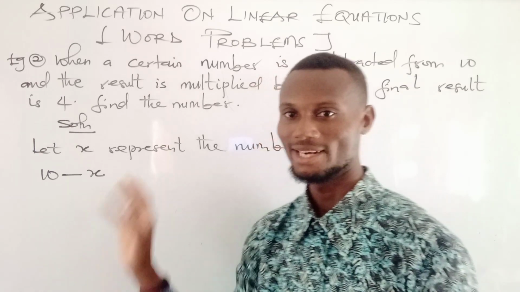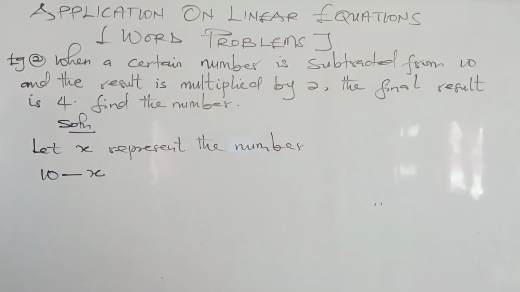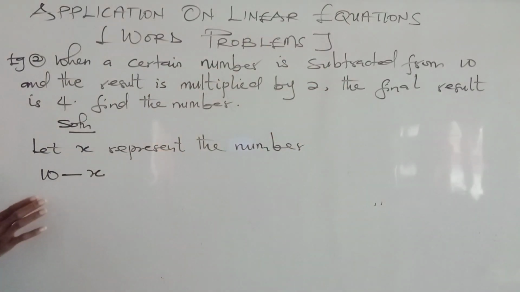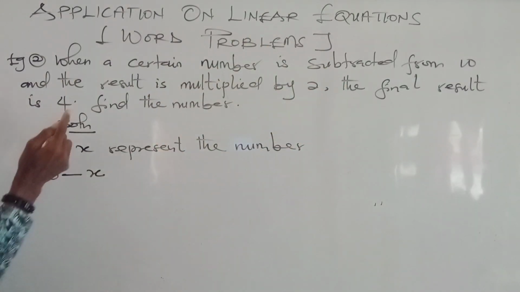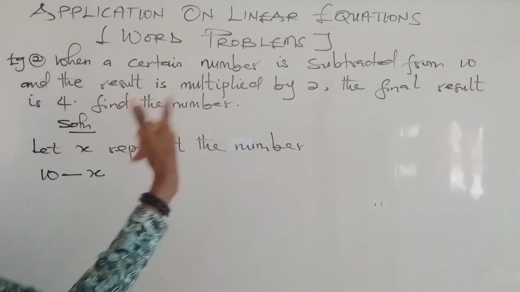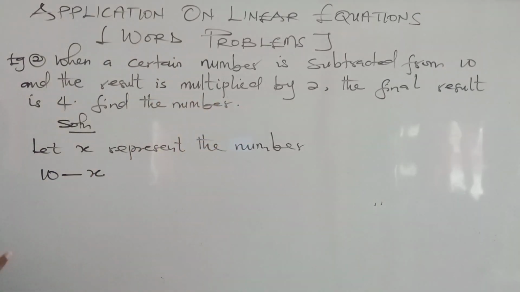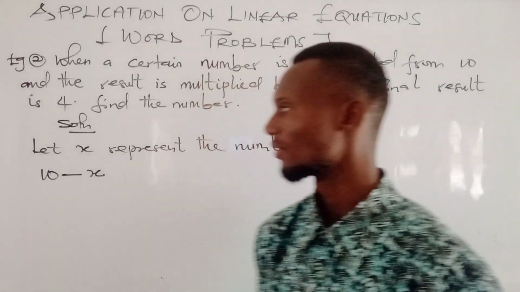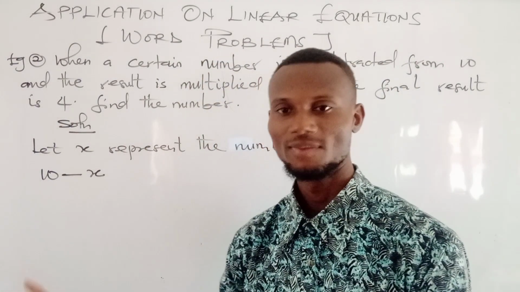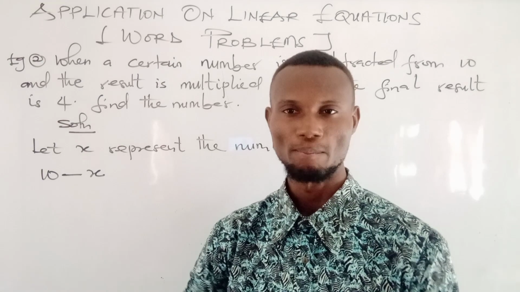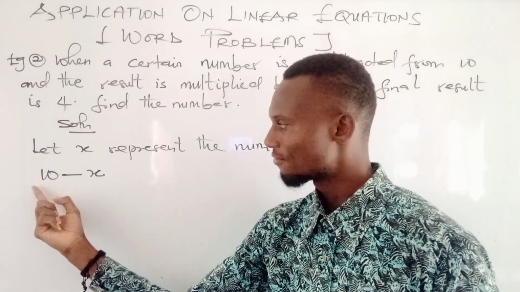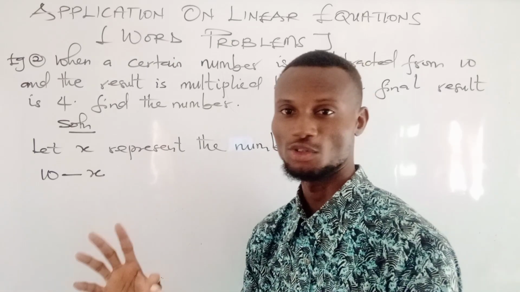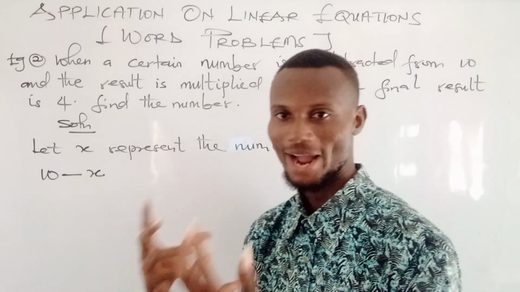Okay, so let's go ahead and finish reading. It says when a certain number is subtracted from 10, which is giving us the 10 minus S, and the result is multiplied by 2. Now what result are they talking about? It says and the result is multiplied by 2. They are referring to this result, which is the 10 minus S. So that result is being multiplied by 2.